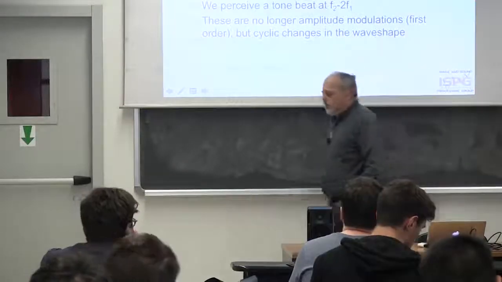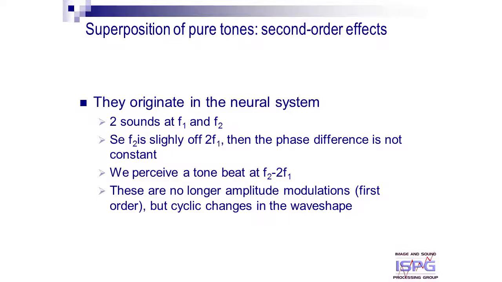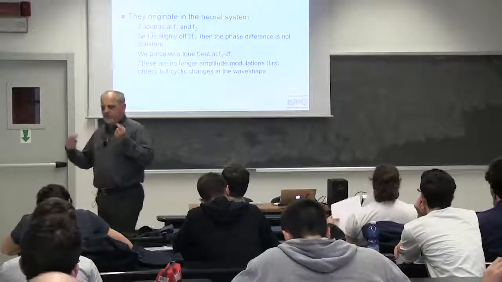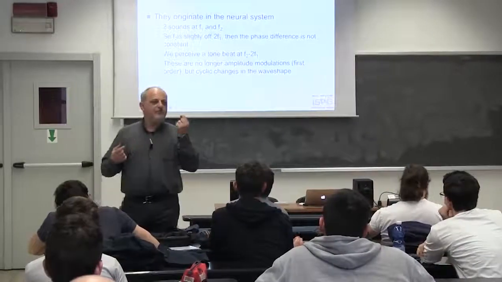The musical beats don't stop at proximity. They also work at proximity between harmonics, or proximity between multiples of the notes. For example, if you take two sounds F1 and F2, and F2 is slightly off 2F1, for example 100 hertz and 205 hertz, to give an idea. So it's slightly off twice the frequency of the first one. You no longer have the problem that the same hair cell will perceive the two frequencies simultaneously.